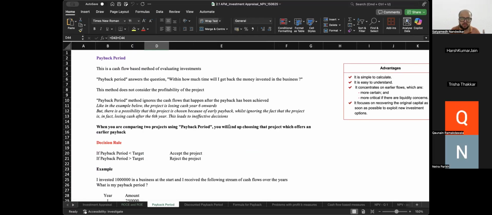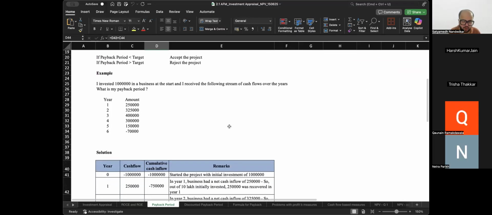Thinking about the next one, which is the payback period method. Payback period method basically answers the question: within how much time will you get back the money that has been invested in the business? In payback period also, every company has a target that the money invested should be recovered within this much period of time. If the payback period is less than the target, you accept the proposal, otherwise you end up rejecting the project.